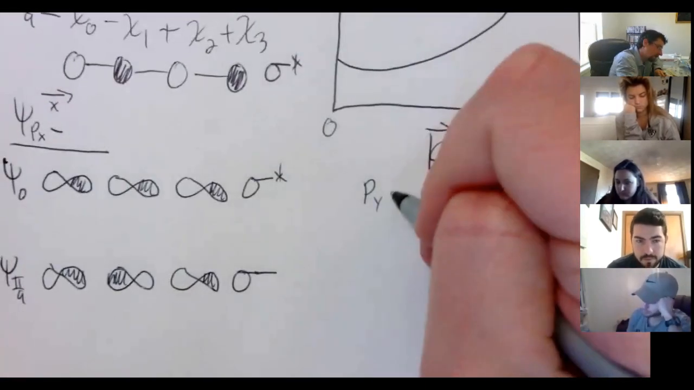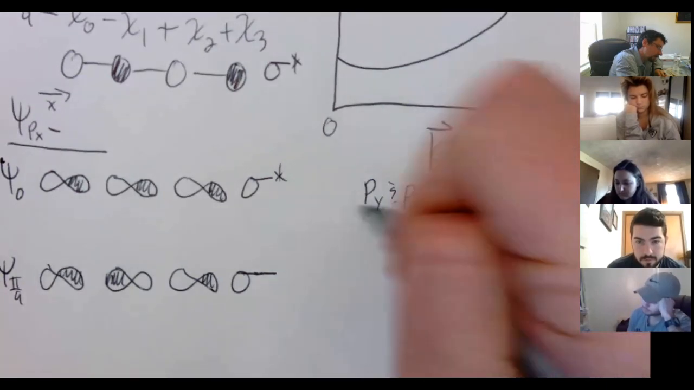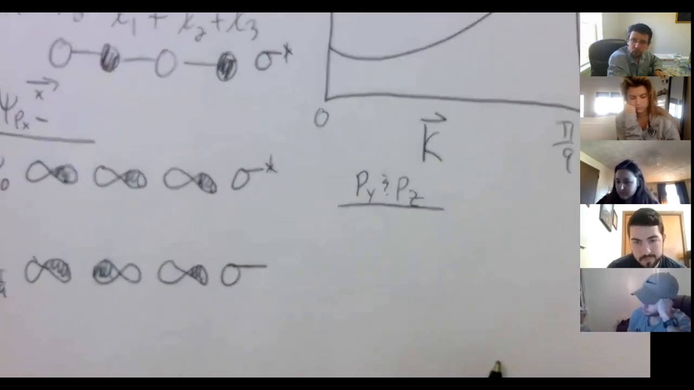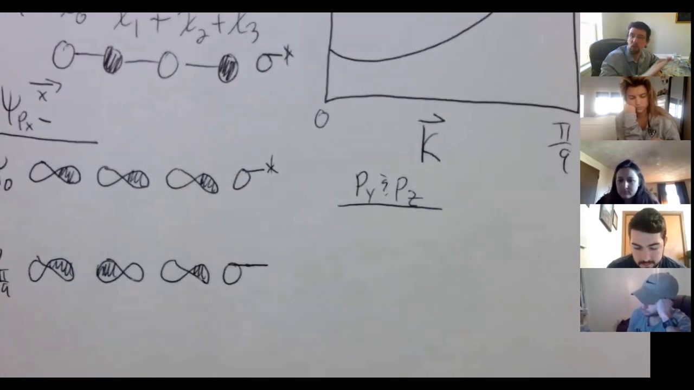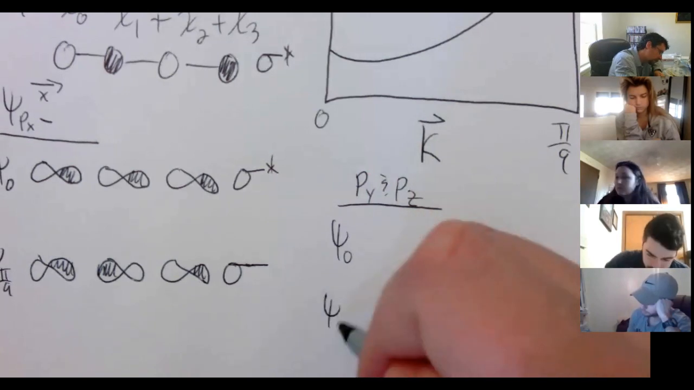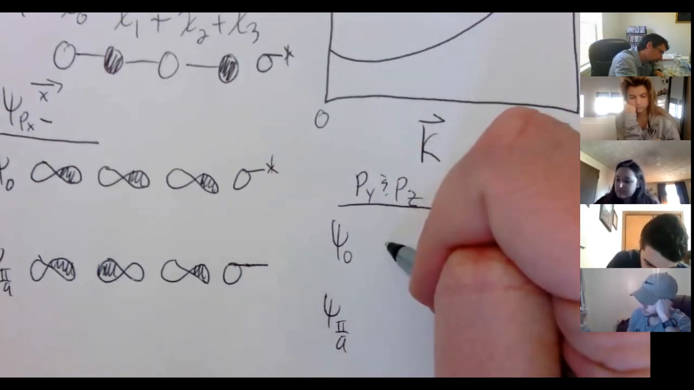Okay. We have to worry about the other p orbitals. We have py and pz. They're going to look the same. They're degenerate. One's just coming out towards us and one's going up and down. So let's plot what those functions are going to look like.